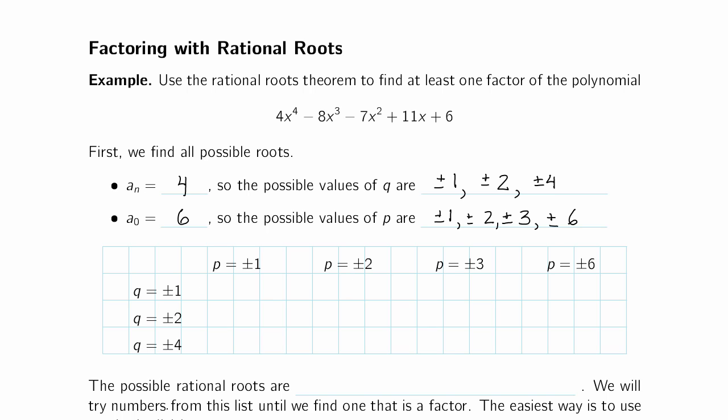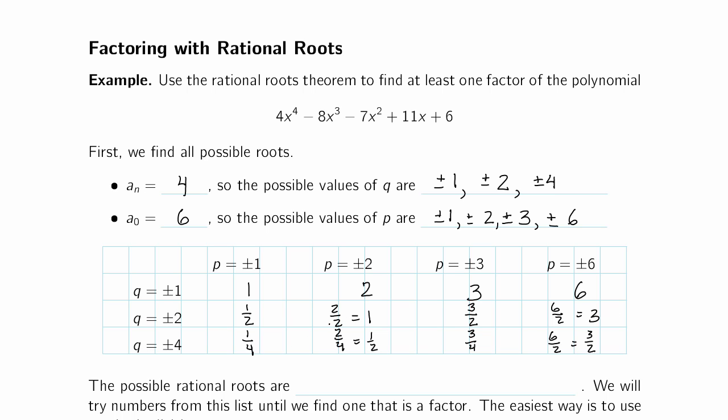So we already have our table set up here. We're going to write every possible fraction with a p as the numerator and a q as the denominator. So 1 over 1 is 1, 2 over 1 is 2, 3 over 1 is 3, 6 over 1 is 6. 1 over 2 is a half, 2 over 2 is 1, 3 over 2 is 3 halves, 6 over 2 is 3. 1 over 4 is 1/4, 2 over 4 is a half, 3 over 4 is 3/4, and then 6 over 4 is 3 halves.